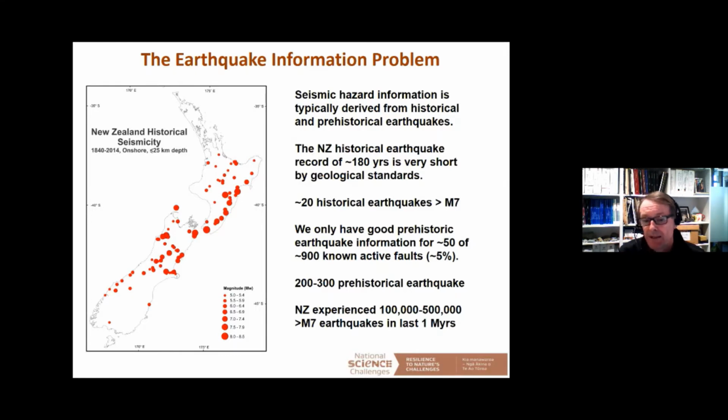So if we can compare that to the number of earthquakes New Zealand might have experienced over the last million years, that number's in the hundreds of thousands. So we have a situation where we have a short time period for the historical record with very few earthquakes to use to figure out what might happen next. And in the prehistorical record, we have a few more earthquakes, but we only have a small representation of what's there. So we have to somehow get around this information deficit problem.